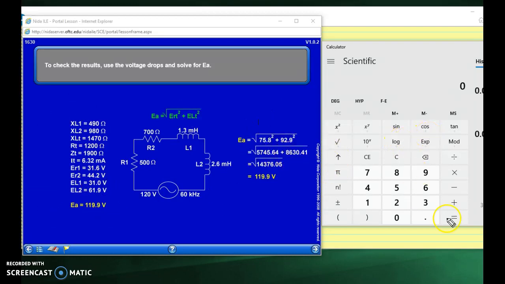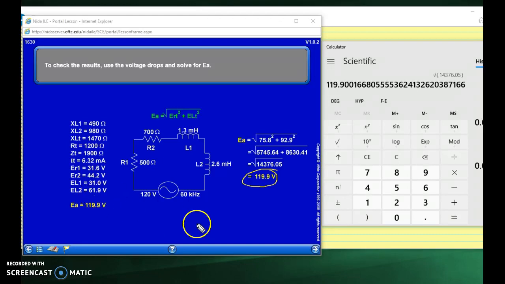Square both of those. We'll do it over here on our own little calculator so you can see. So if we open parentheses, say 75.8, and we square that, plus 92.9, and we square that, that equals 14,376.05. Get the square root of that, and we get this 119.9 volts that you see here. So the same math, same answer, and that's just a different way of doing it than what we used to have to do before, just because we've got an RL circuit now.